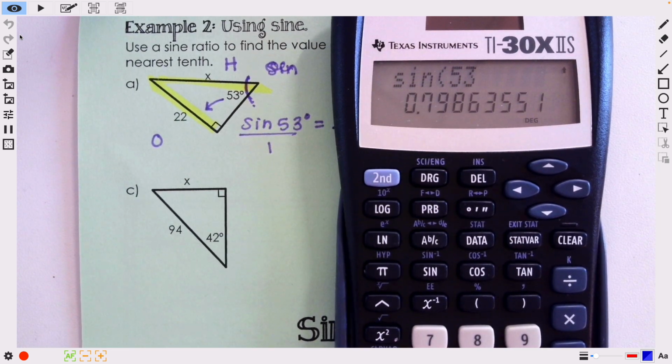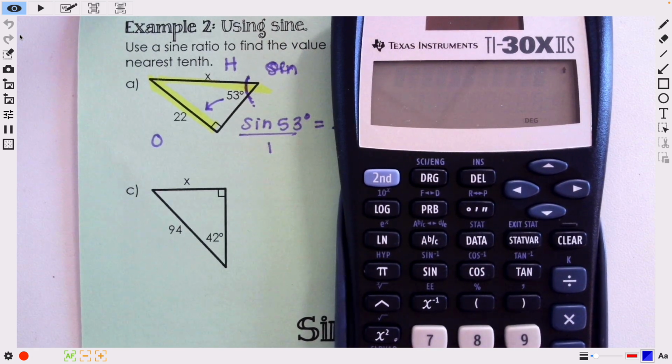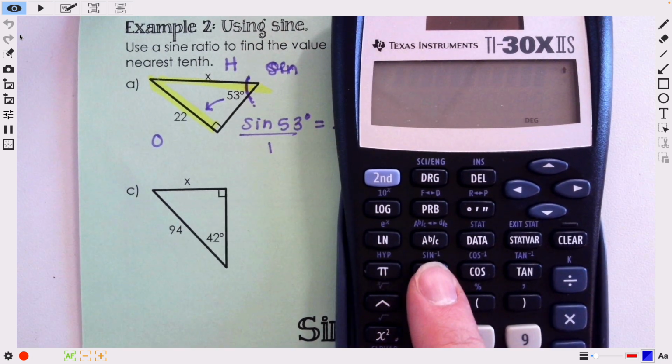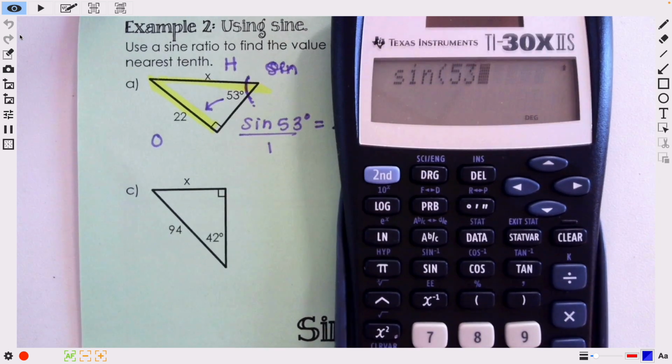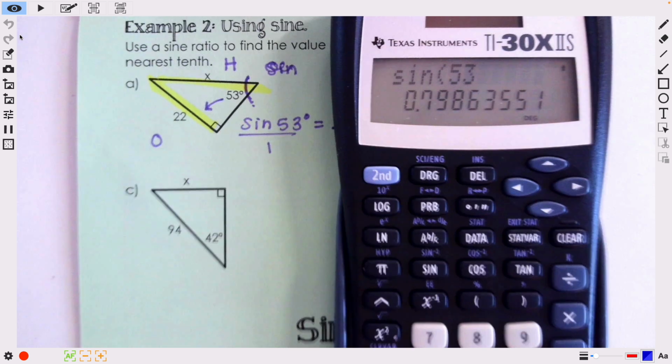And it is critical that everyone is able to get this decimal. If you have one of my gray calculators, you have to actually hit the 53 first and then hit sine. If you are not getting this decimal, you need to raise your hand because I need to help you find it.